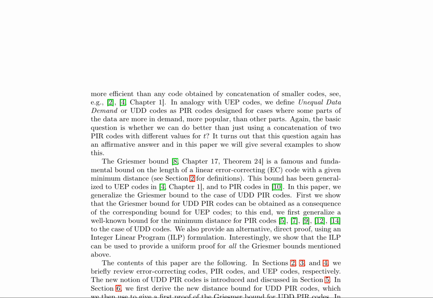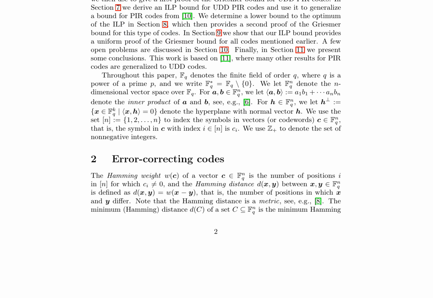The paper is organized as follows: Sections 2, 3, and 4 review error-correcting codes, PIR codes, and UEP codes, respectively. Section 5 introduces UDD PIR codes, while Section 6 derives a new distance bound for UDD PIR codes and uses it to provide a first proof of the Griesmer bound.